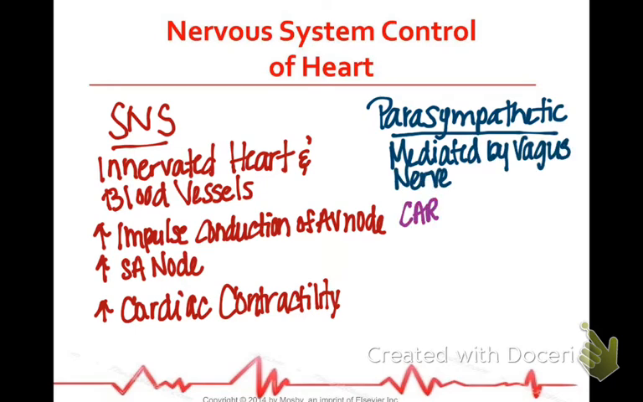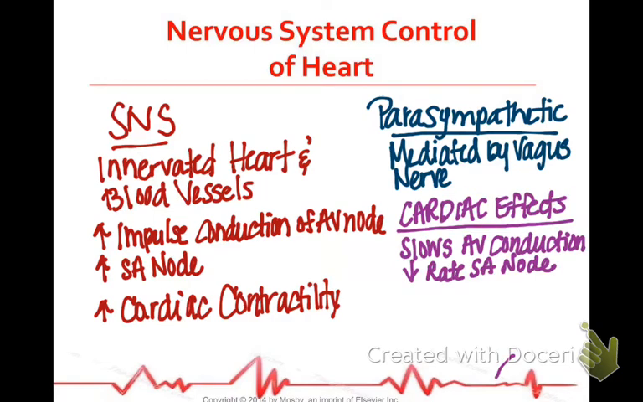Your parasympathetic is mediated by the vagus nerve. It'll slow AV conduction and decrease the rate of the SA node. And it slightly decreases cardiac contractility, but not significantly. But it can help with it.